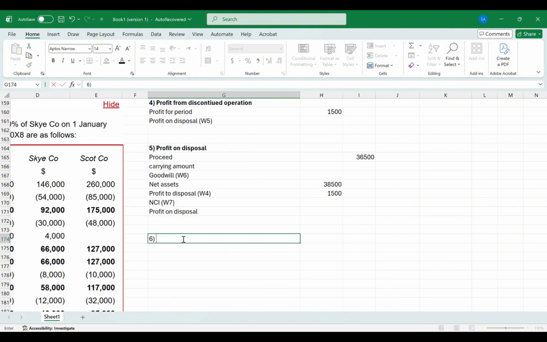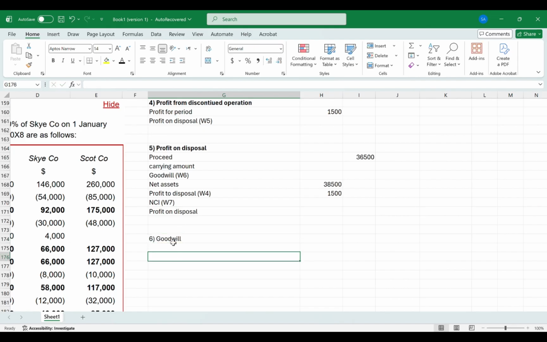So working 6 is goodwill. This is the goodwill on acquisition. When you have acquired debit, so what is the cost? Cost, NCI and net assets. So what is the cost? How much did you acquire it for?